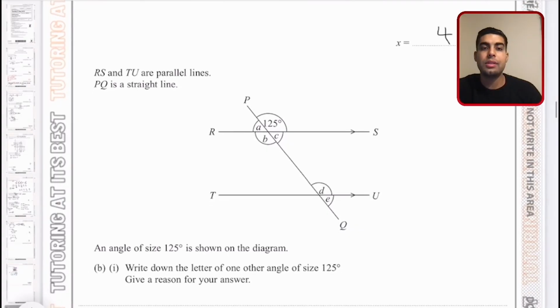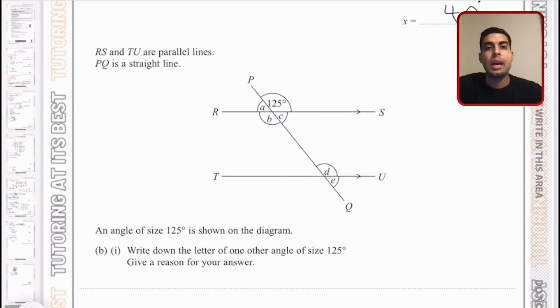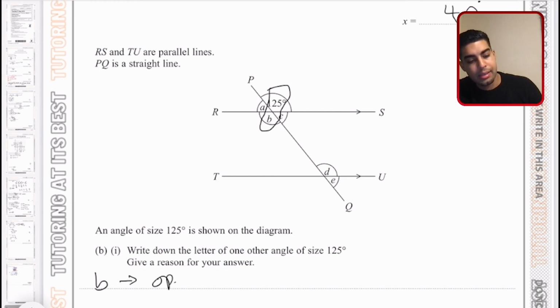And now moving over to the part B question. RS and TU are parallel lines, and PQ is a straight line. They've given us one angle, which is 125 degrees, and they're now asking us to pick a letter of another angle of the same size, and then give a reason. So the first thing we can take a look at is that opposite angles are the same. So again, we can write that B is an opposite angle and that it is equal.